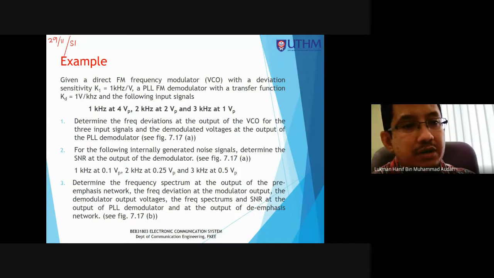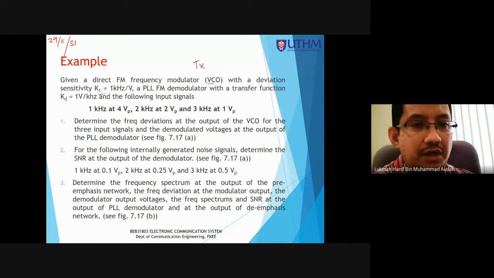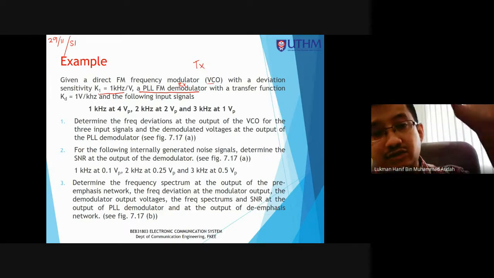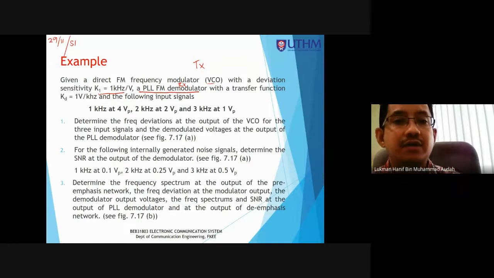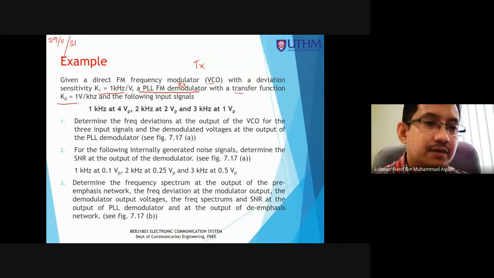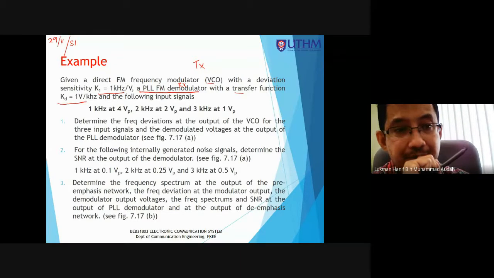So given a direct FM frequency modulator, VCO, this is at the transmitter with a deviation sensitivity K1, and a PLL, phase lock loop FM demodulator. This is at the receiver side. Satu dekat transmitter, satu dekat receiver. With a transfer function of KD. Ini dia punya transfer function.